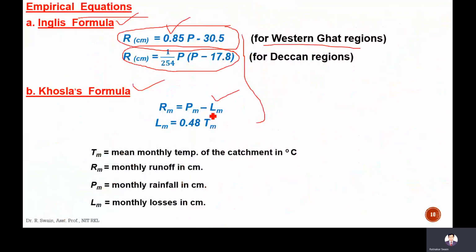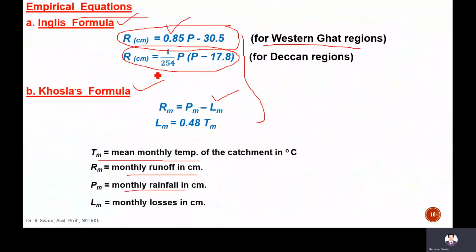These are the precipitation minus LM, which means the monthly losses, and LM is calculated as 0.48 TM, which means R is equal to P minus 0.48 TM. Here, T is the mean monthly temperature of the catchment, R is the monthly runoff, and P is the monthly rainfall.